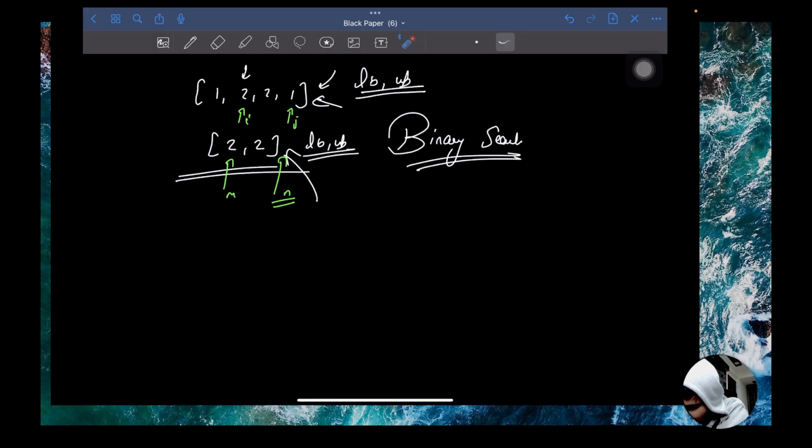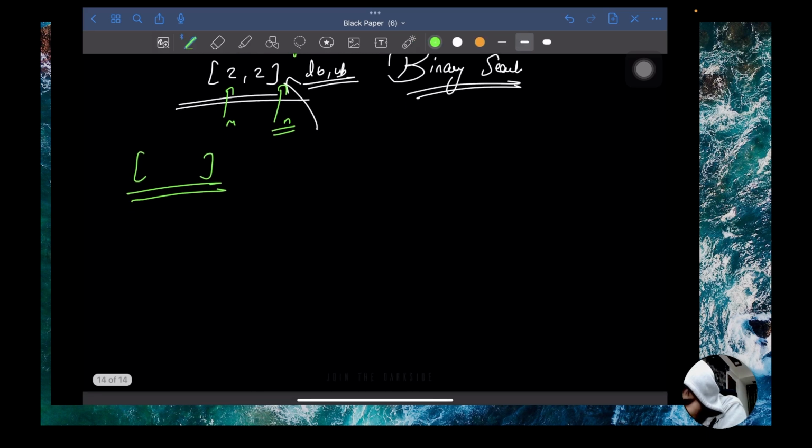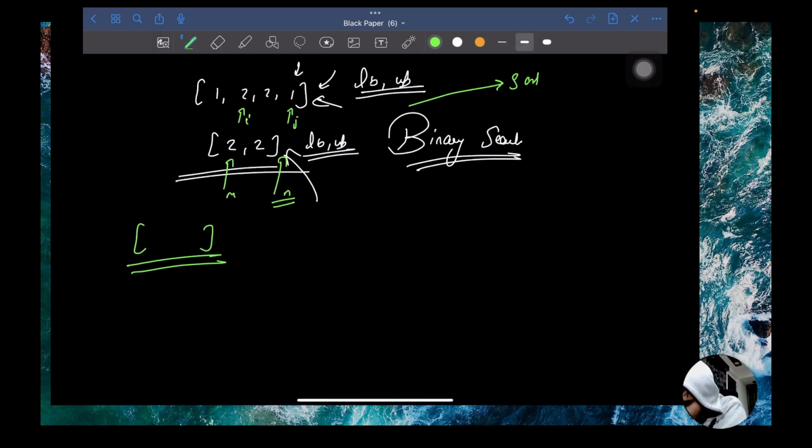Just by using upper bound and lower bound, you can find how many occurrences of 2 are there. Whatever is the minimum value, that many number of 2's you have to add in your final array. And then skip 2 altogether. Don't do the same task again for any other 2. But before you actually do that, you need to sort both the arrays.